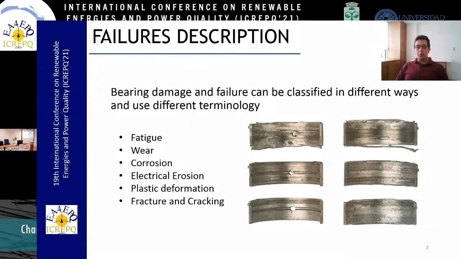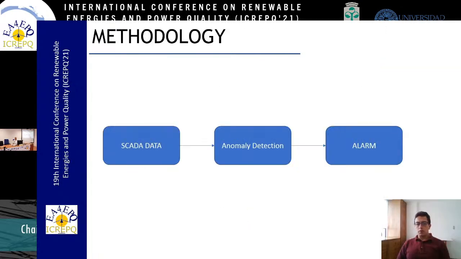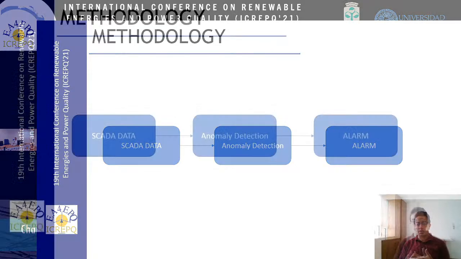Continue to the failure description. The bearing damage and failure can be classified in different ways and use different terminology. You can see here the classification of these failures like fatigue, wear, corrosion, electrical erosion, plastic deformation, fracture, and cracking. Continue with the methodology. This image shows you a very simple way of our technique.